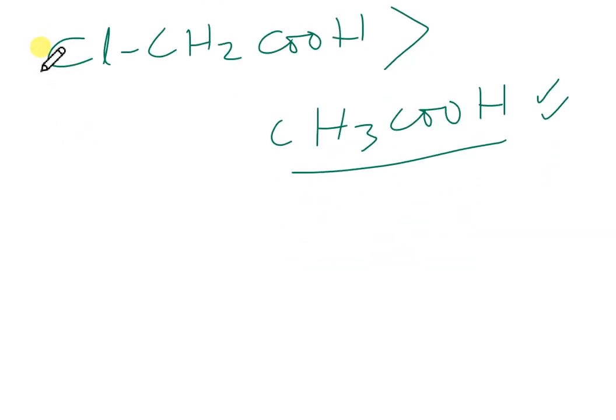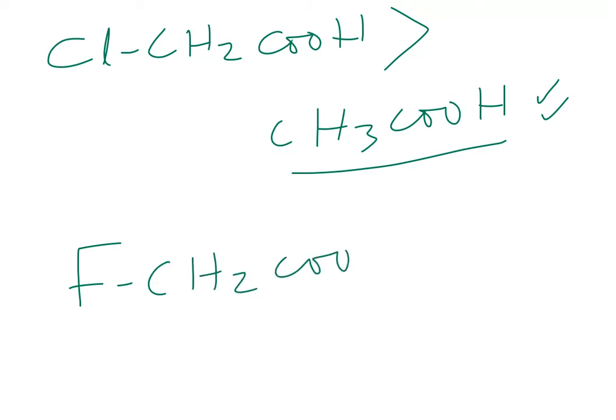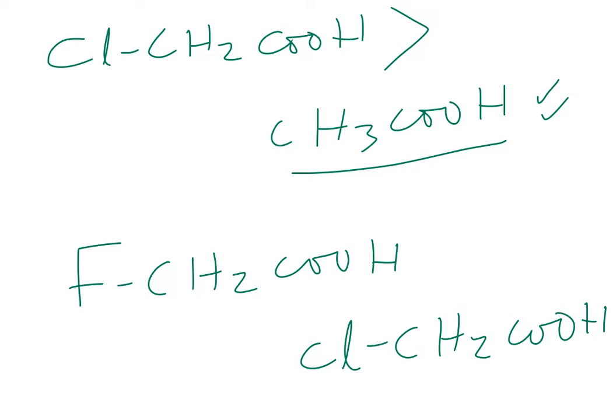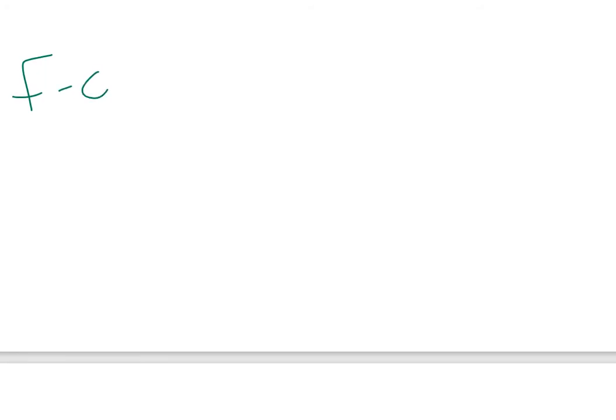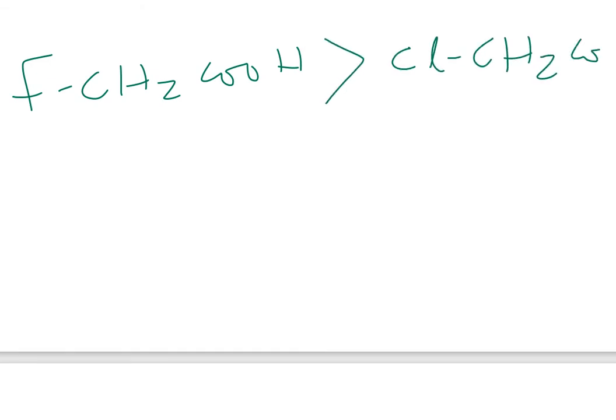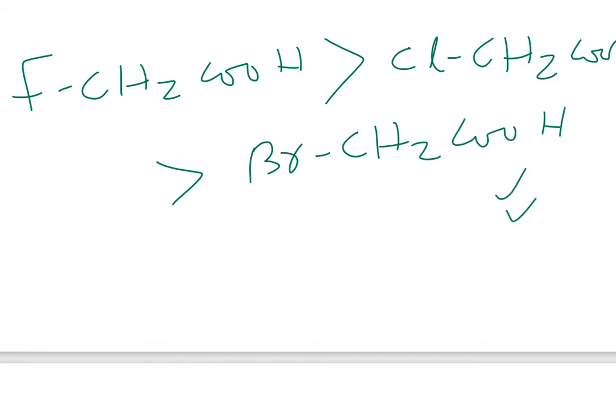Okay, now Cl and F. Suppose we have F, fluorine. Which one is more acidic? Fluorine is more electronegative, so it will attract the electron more than Cl, right? So the same effect, but in this case the effect is stronger. So this is more acidic than this. See, these questions come in exams and tests. So if you want to write the trend, F CH2 COOH is more acidic than Cl CH2 COOH. Then if you say Br, bromine, based on their electronegativity. Okay, this is one of the applications.